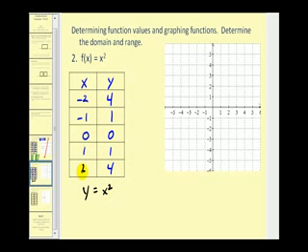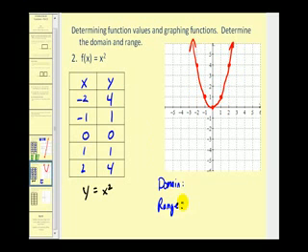Let's go ahead and plot these points and see what kind of graph we have. So negative 2, 4 is here, negative 1, 1 is here, 0, 0, 1, 1, and 2, 4. Here we have a U-shaped graph, which is called a parabola. And let's see if we can determine the domain and the range of this function. Well, again, the domain is the set of inputs, or x values. We can pick any real number and square it. So again, the domain would be all reals.